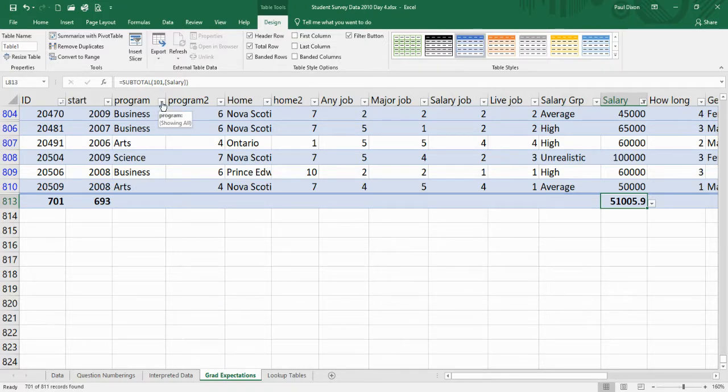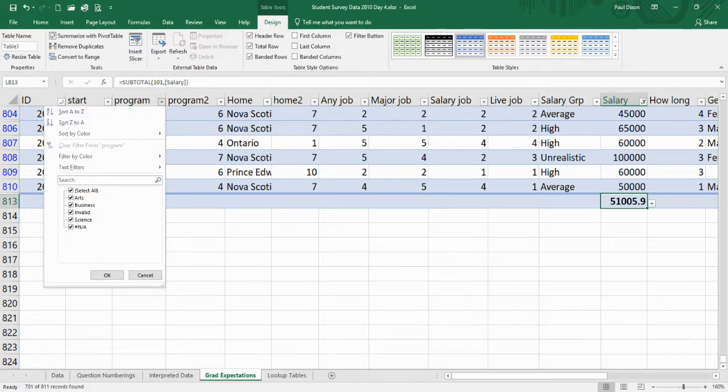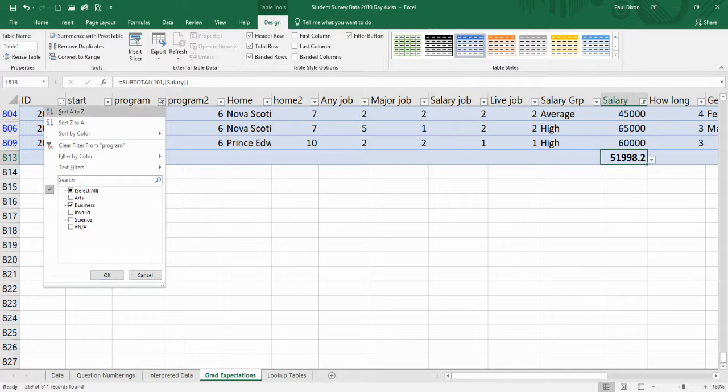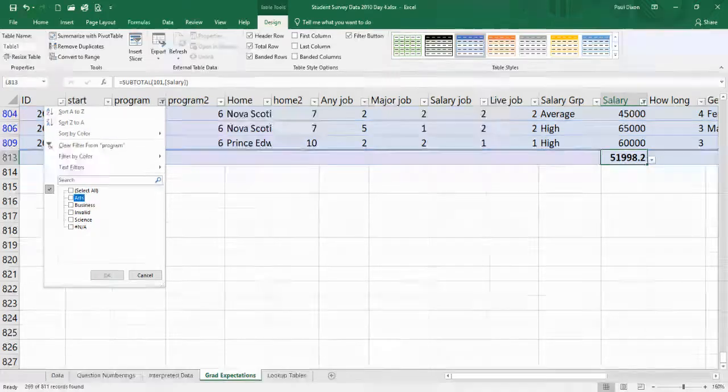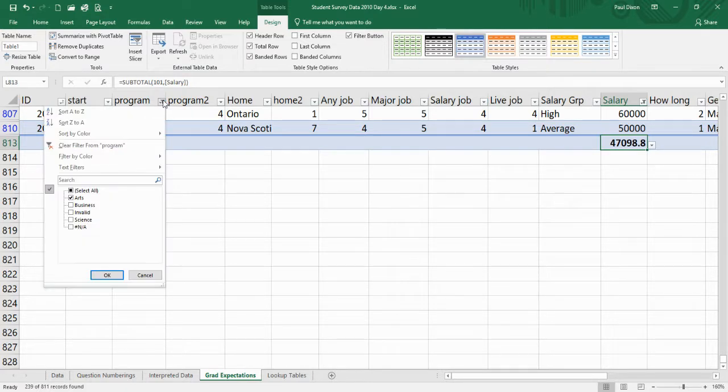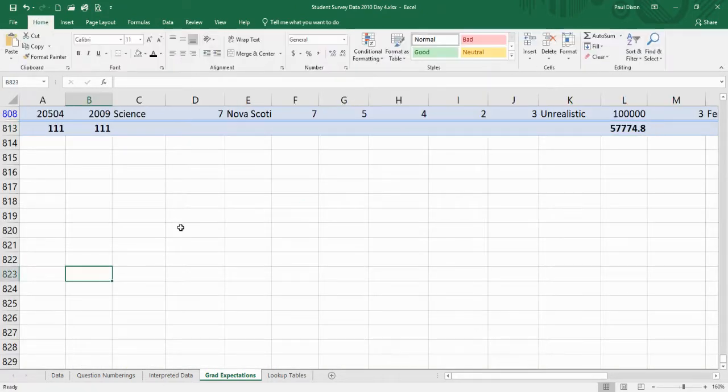Ooh, business students. Business students probably expect to earn more. I could go over here and I could just filter on business students. Hmm, a little bit more, but not much. What about art students? Ooh, that's a fair bit less. What about those science kids? 57. They think they're going to earn a lot of money.